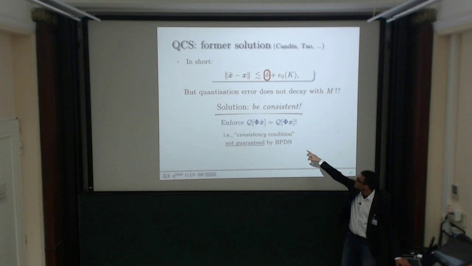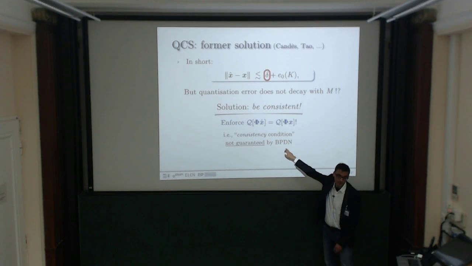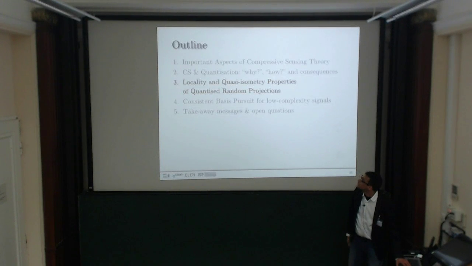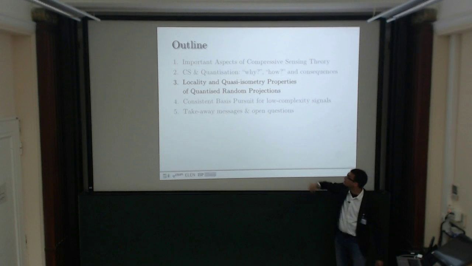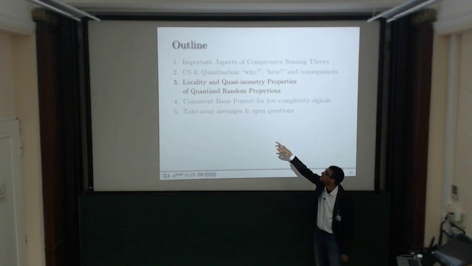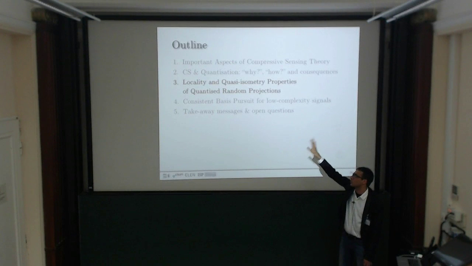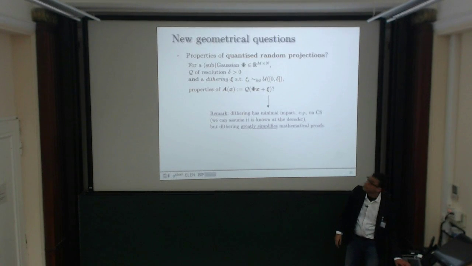So this consistency condition is not guaranteed by BPDN. And at the end of the talk, we will actually move to an algorithm that enforces this. OK, why is this consistency so important? To see this, we will have to move to the concept of locality and also address partially what a quasi-isometry means.